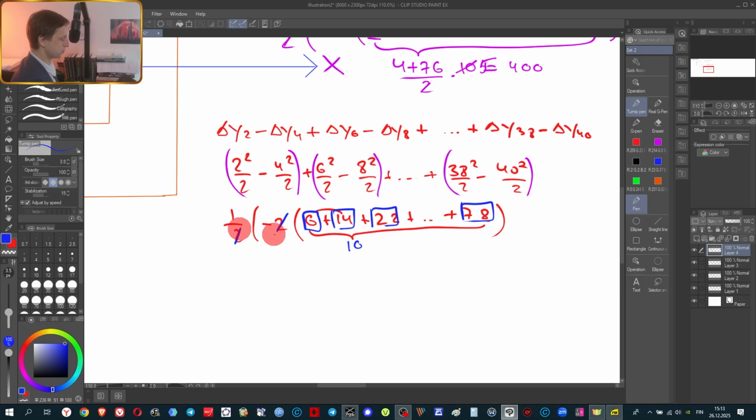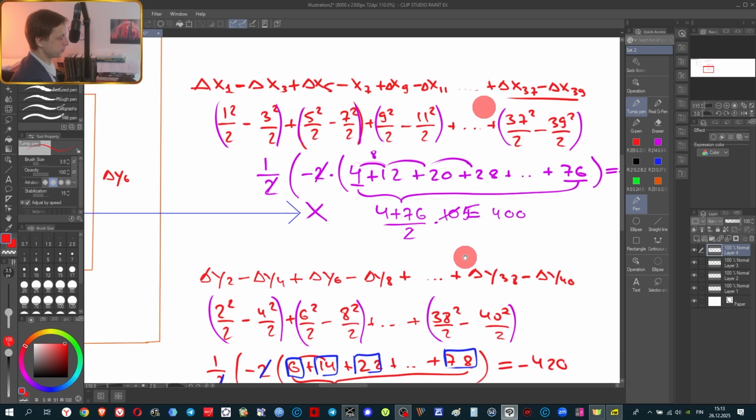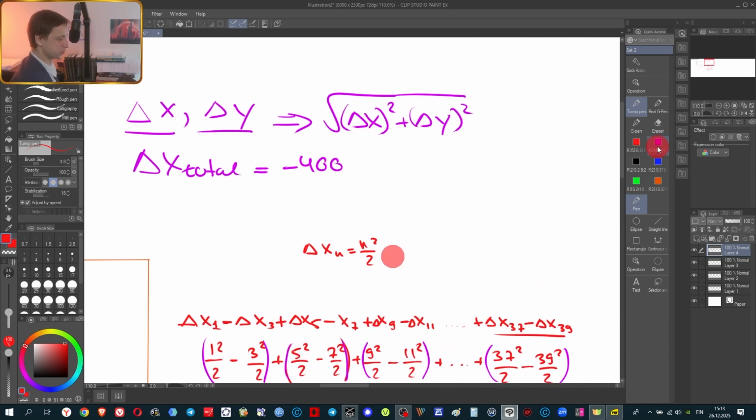These two cancel out, so we will have minus the sum of this progression. And this sum is the first one plus the last one, over 2, times how many you have? It's 10, so it is 5, and this is 84 times 5, which is 420. And the total displacement is minus 420, so the total y displacement, delta y total, equals minus 420.